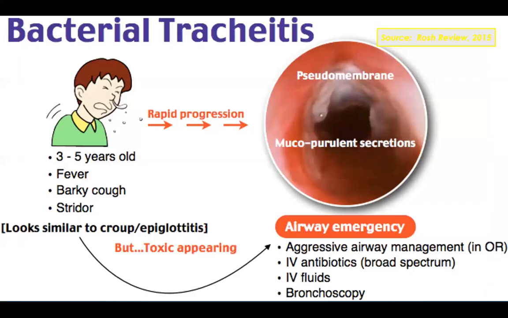So there's bacterial tracheitis. You get this pseudomembrane like was kind of seen with diphtheria, but this is down in the trachea. And they're going to have mucopurulent secretions, fever, barky cough. Just think of this as croup on steroids, or actually croup off steroids, because if croup was on steroids, it wouldn't be so bad.